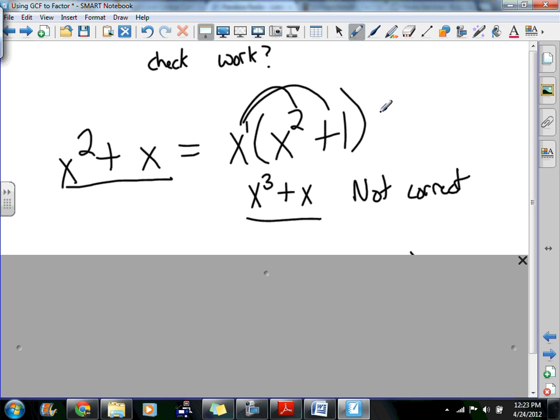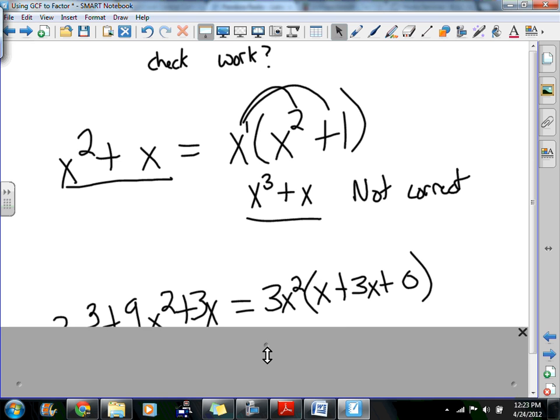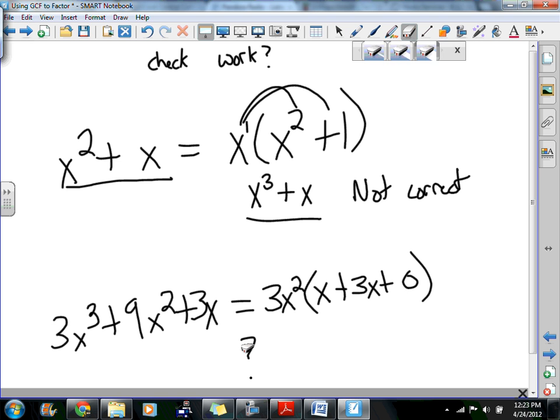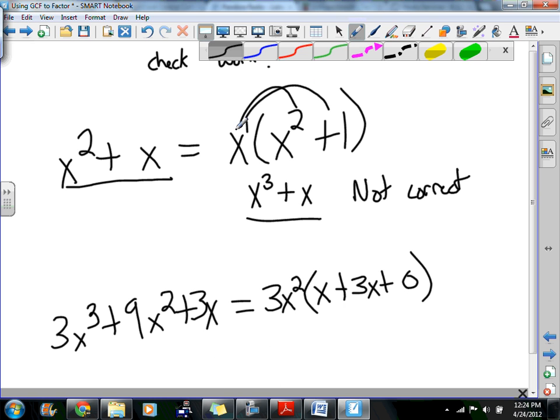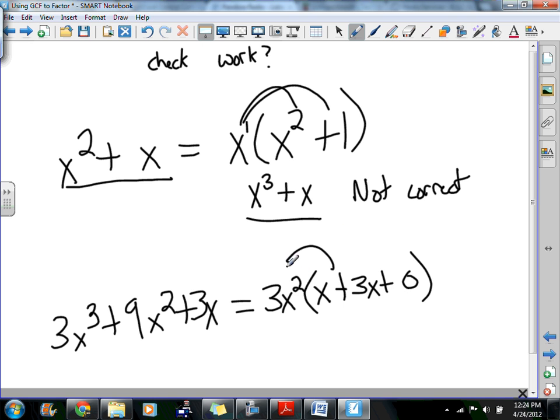Okay, and then here's another one that I answered. I tried to pull out a 3x squared from each term. I pulled out multiple x's, and so I'm going to type it back in to see if I'm right. And I end up getting 3x cubed plus 9x cubed plus 0. And that's way wrong.